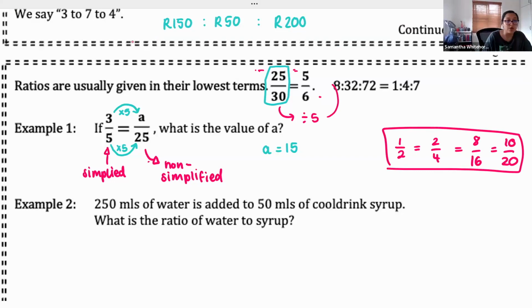This is exactly what a ratio does. A ratio of 3:5 represents the same thing as 15:25. It's just one is non-simplified and one is simplified. But we should always, and this is anything to do in maths, write our answers in the most simplified answer or simplified form.